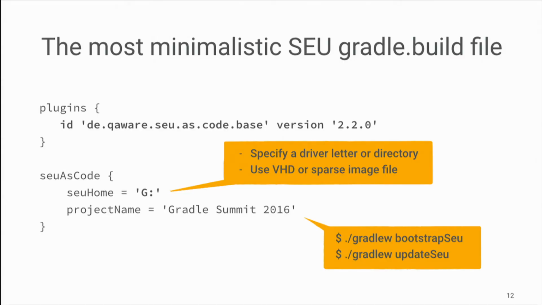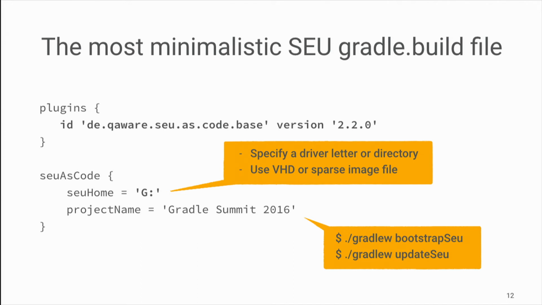Okay, so let's talk you through some of the details. A lot of the things I just didn't cover now. I told you that the main plugin is the so-called base plugin. This does the heavy lifting. This does the bootstrap, the update, the dependency handling, the unpacking, everything of this. And the most minimalistic thing is this here: you apply the plugin using the new syntax, and then you have the configuration, which is called SEU-as-code, and the minimal thing you have to specify is the home directory and the project name. Well, the project name is optional anyway, but without the project name, you don't get the ASCII banner, right? So you need the project name.